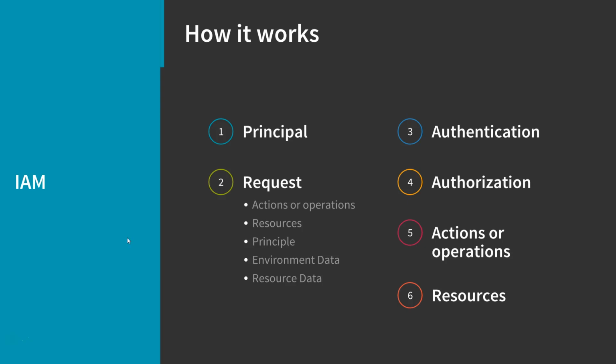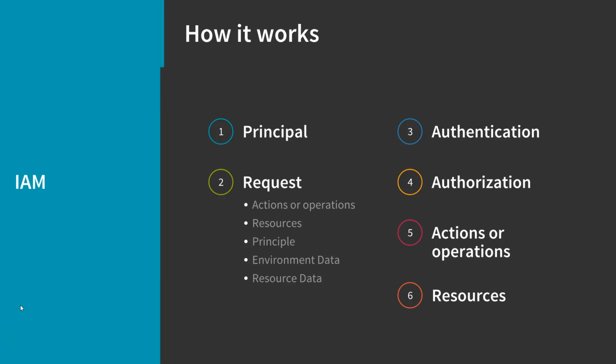Next is environment data, or information about the IP address, user agent, SSL-enabled status, or the time of day. And finally, we have resource data, which is data related to the resource that is being requested. This can include information such as a DynamoDB table name tag, or a tag on an Amazon EC2 instance.